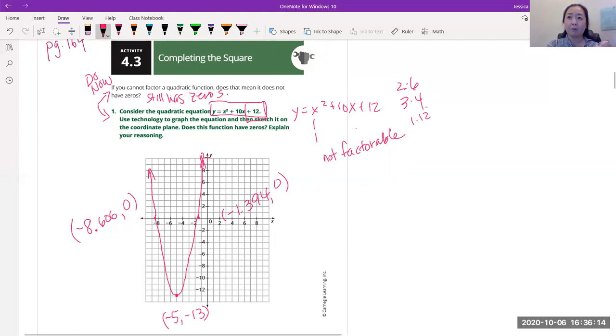What about 3 and 4? They multiply to 12, but when we add them, the biggest number we can get is 7, so that doesn't work. What about 1 and 12? If we add them, it's 13, that's too big. If we subtract them, it's 12 minus 1, which is 11. So the smallest number we can get is 11, and that's not 10. It's close, but it's not 10. So there are no numbers we could choose that would multiply to 12 and add up to 10. That's why we say this is not factorable.